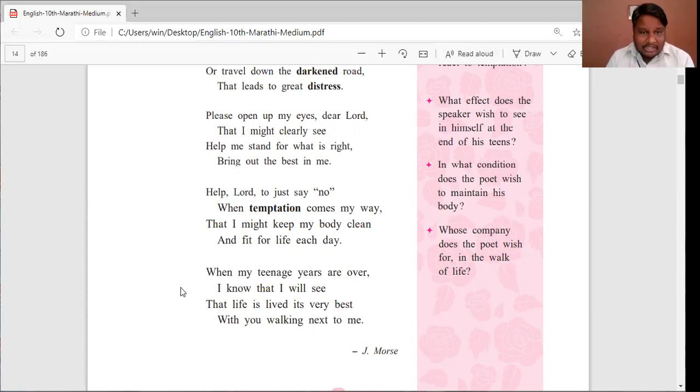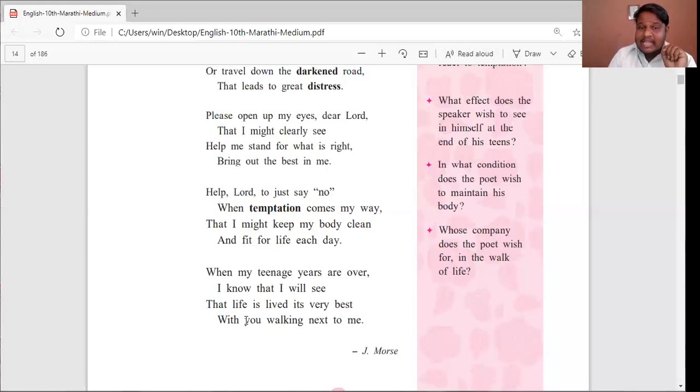And in the last stanza, the poet just wants to say, when all these teenage years are over, at that time the poet will find himself a perfect person, a good person. And that life is lived its very best with you. In the last line, this word you is used for God, not for another person.